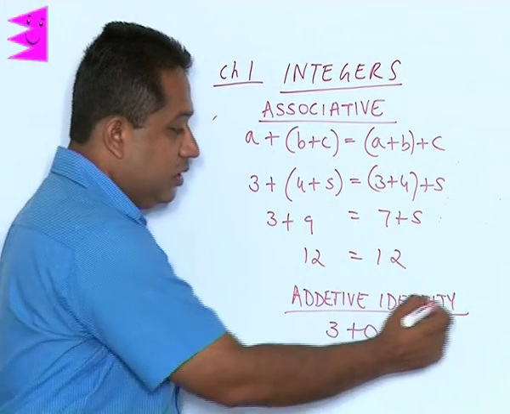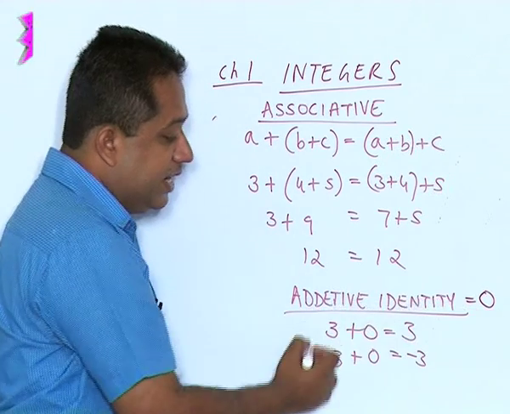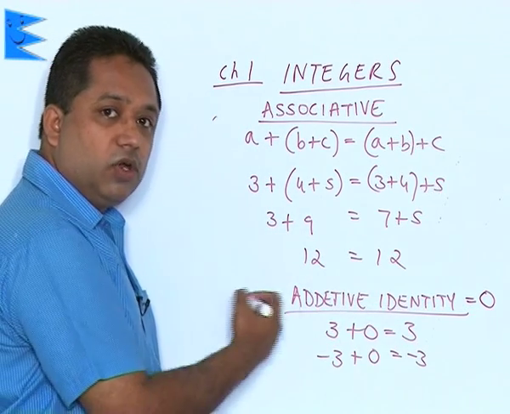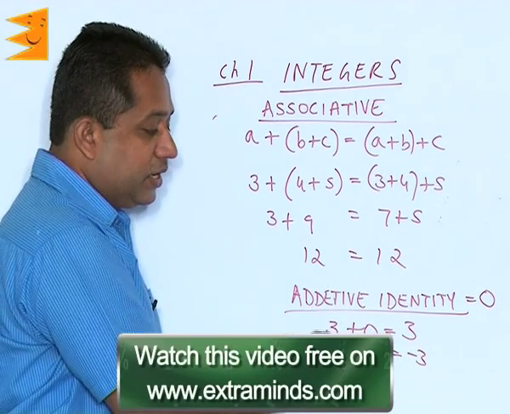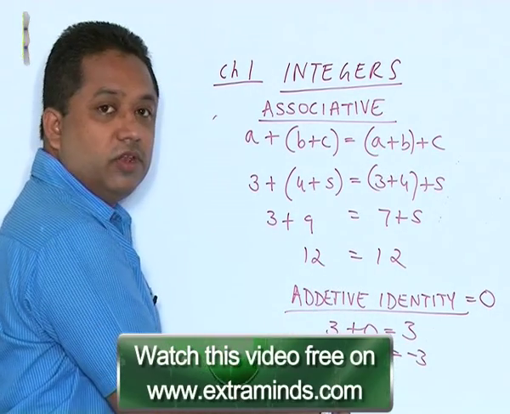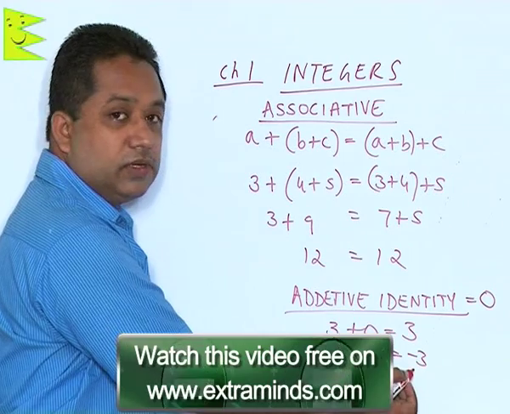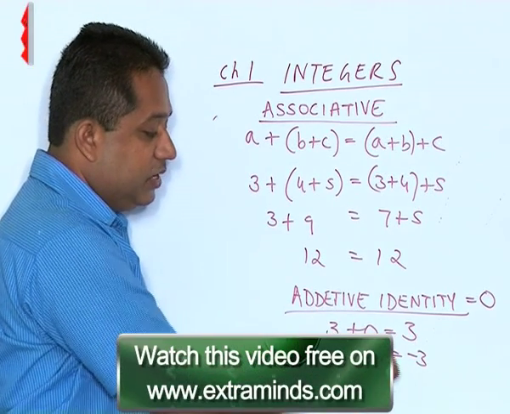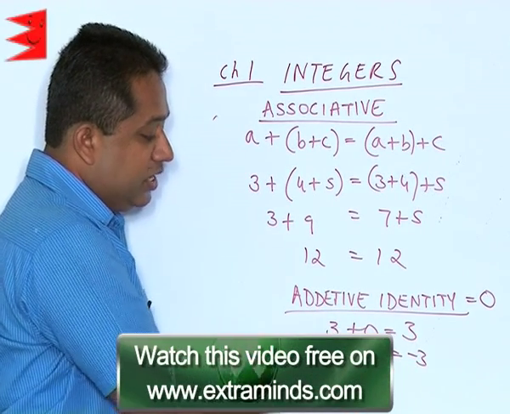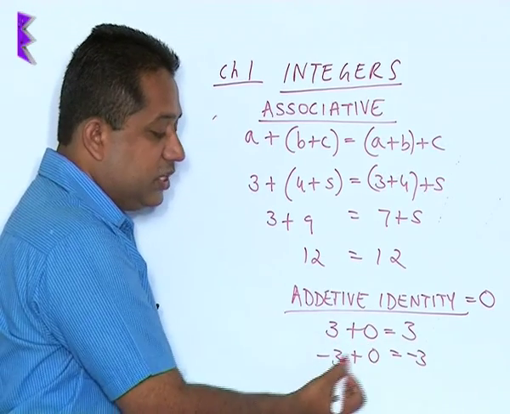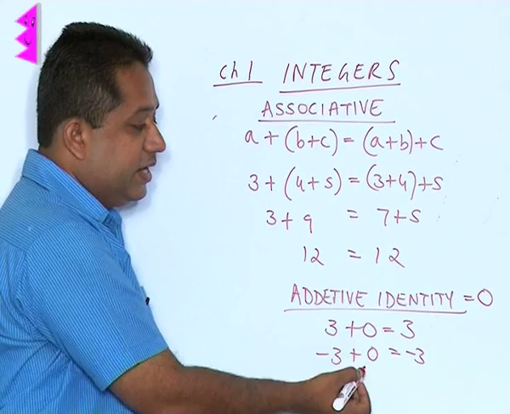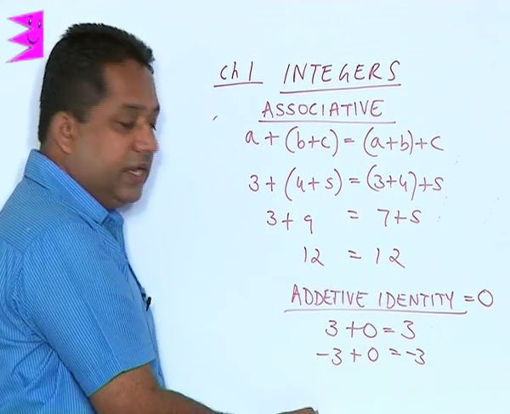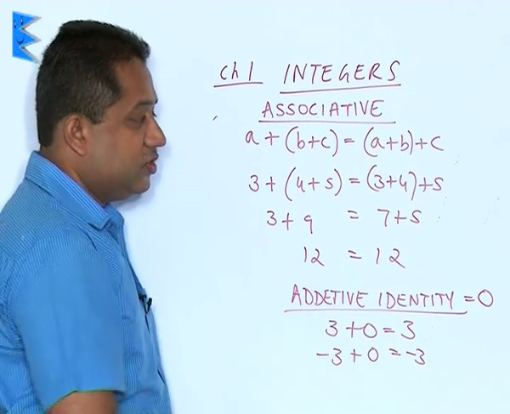So 0 is the additive identity for all numbers or for all integers, because when I add 0 to any number, the value of that number will not change. I am going to get the same number. As we saw in this example, when we have added 0 to these numbers, the value has not changed, it has remained the same. So these are called the additive identity. So additive identity for any particular integer or any number is 0.